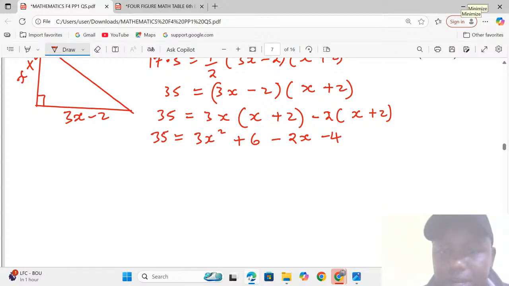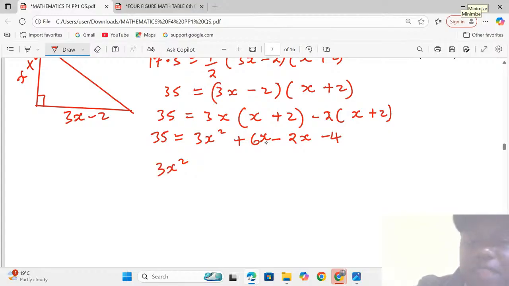Then now we can have 3x squared, 6x, yeah, that is what you should know. 3x squared, 6x minus 2x, like that. Then we can now group terms, ladies and gentlemen. To group terms means we can start with 3x squared. Then we are having 6 minus 2, which is 4x.